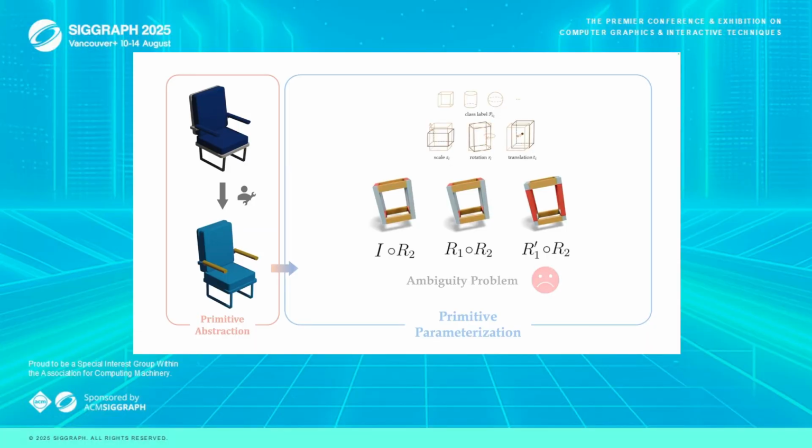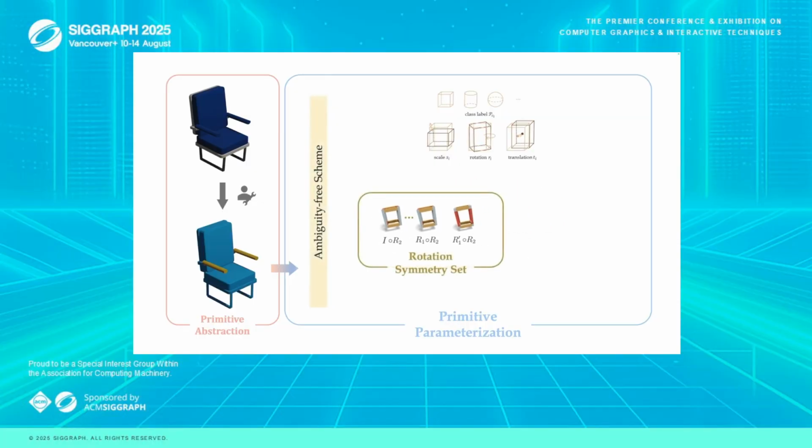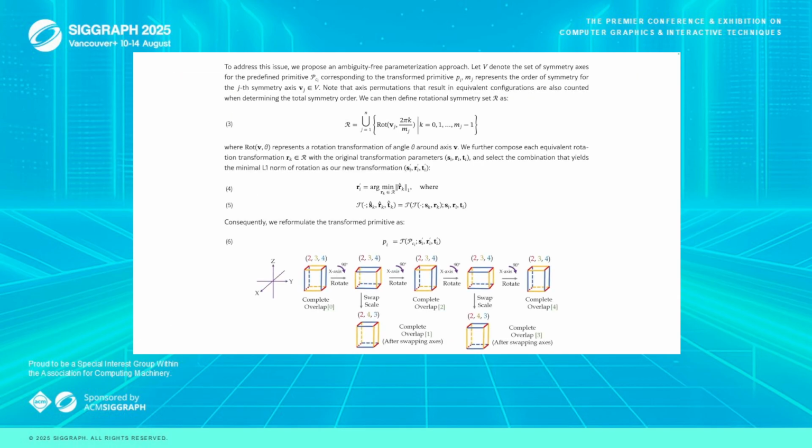parameterization. To address this issue, we propose an ambiguity-free scheme that constructs symmetry sets to identify all equivalent states and determines unique primitive parameters through minimum sum selection. This parameter ambiguity elimination mechanism applies to all types of primitives. The formulas might seem somewhat abstract, so let me explain it specifically.